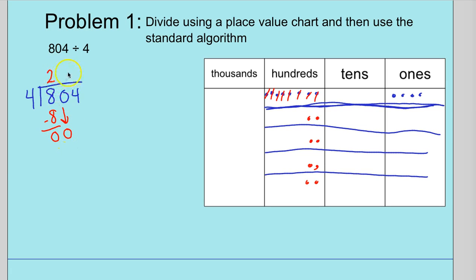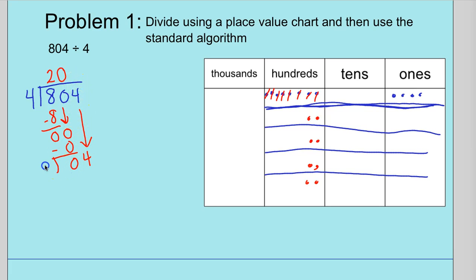I have to have something in the tens place. If 4 goes into 0 0 times, this is where I have to put a 0 up here. And 0 times 4 would be 0. It helps so you don't forget the steps. Do them. And then I bring down the 4.